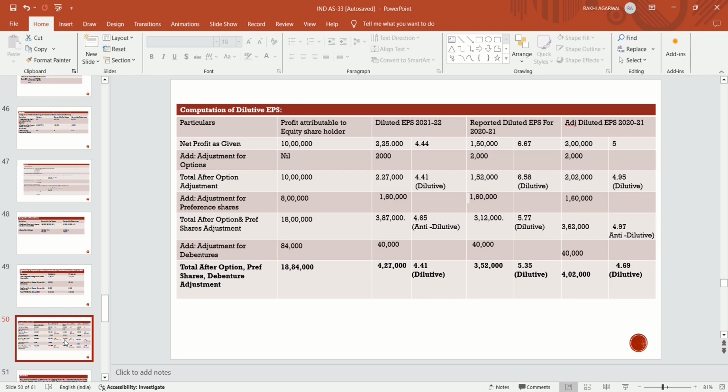Now in reportable diluted EPS for the financial year 2021, 3 lakh 12,000 plus 40,000 becomes 3 lakh 52,000. 18 lakh 84,000 divided by 3 lakh 52,000 becomes 5.35. It is decreasing in nature, from 5.77 it decreases to 5.35, so it is a dilutive EPS. Now in case of restated diluted EPS for the financial year 2021, 40,000 is the number of shares in case of debenture, so 3 lakh 62,000 plus 40,000 becomes 4 lakh 2,000. Then 18 lakh 84,000 divided by 4 lakh 2,000 becomes 4.69. It is also dilutive in nature because it decreases from 4.97.